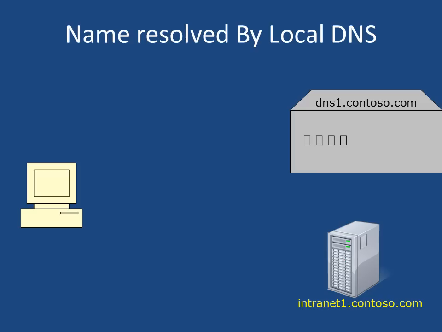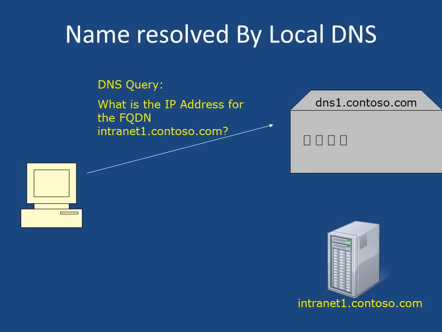So let's have a look at what DNS actually does, just for a very quick overview. We've got a computer on the left hand side, a DNS server on the right hand side, and then an intranet server on the bottom right there. In the browser the user types in intranet1.contoso.com. When he presses enter or go, a DNS query is sent out in the blink of an eye for the IP address for the FQDN intranet1.contoso.com.